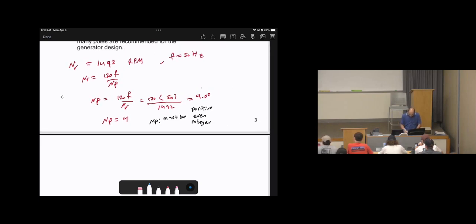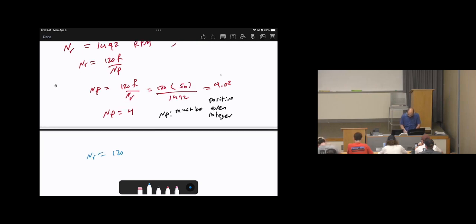So let's calculate the actual speed after choosing number of poles. 120 times F of 50 divided by number of poles 4. So the answer will be 1500 RPM. So we will say that 1500 RPM is very close to 1492 RPM. Okay, any question?